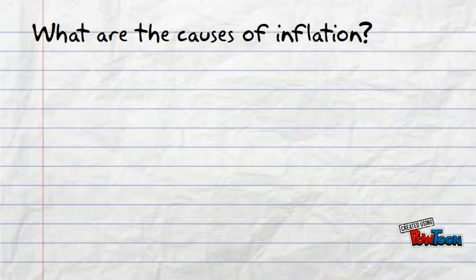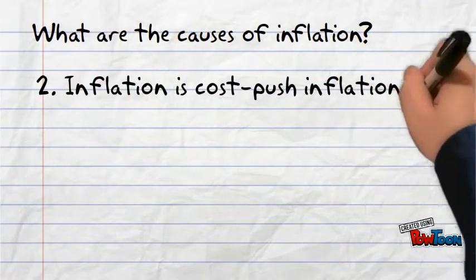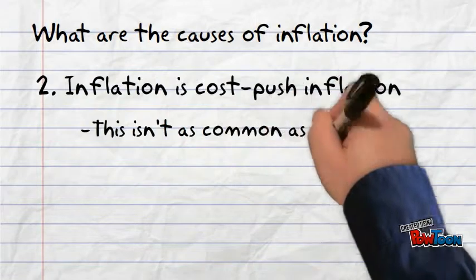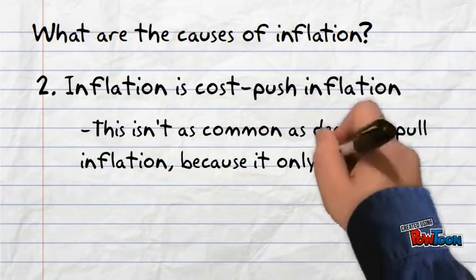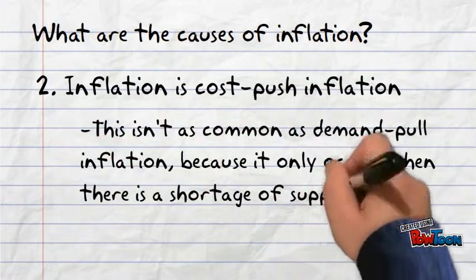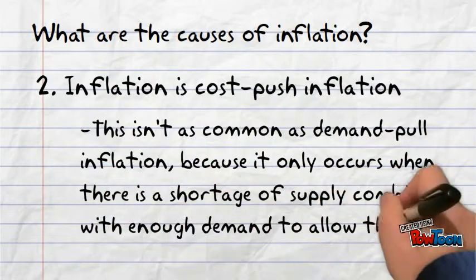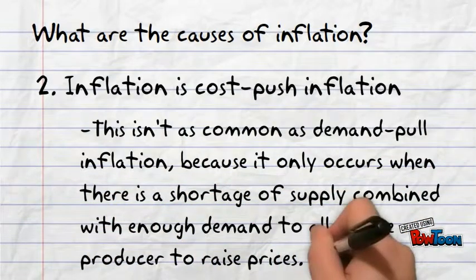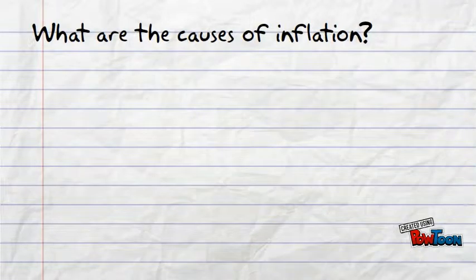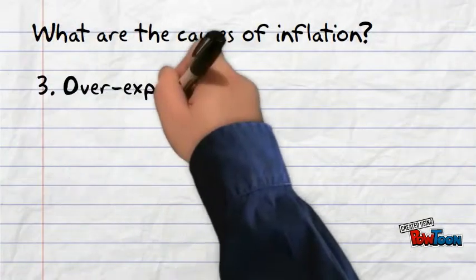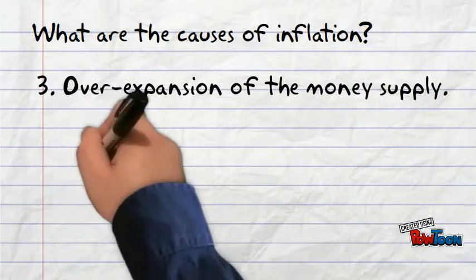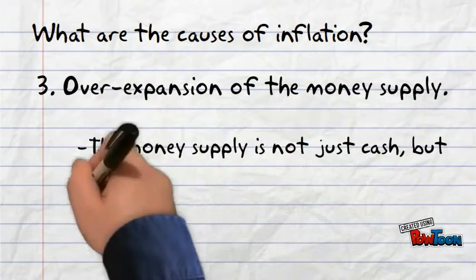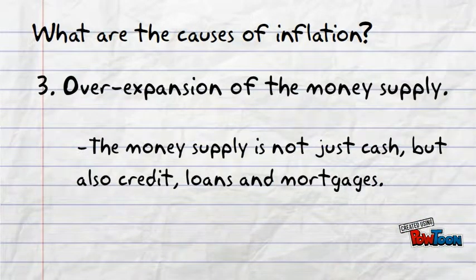A second cause of inflation is cost push inflation. This isn't as common as demand pull inflation, because it only occurs when there is a shortage of supply combined with enough demand to allow the producer to raise prices. A third cause of inflation is an overexpansion of the money supply. The money supply is not just cash, but also credit, loans and mortgages. When loans are cheap, then there will be too much money chasing too few goods, creating inflation.